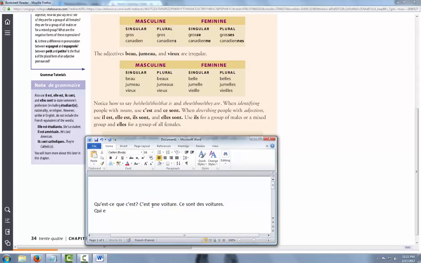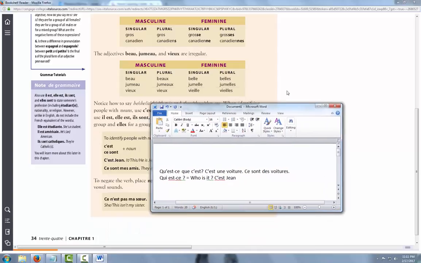If you're asking the question, qui est? That means, who is it? You can say, c'est Jean, for example. It's Jean. So, c'est can be followed by an article and then a noun in the singular form, or ce sont in the plural, followed by an article and a plural noun, or c'est with the first name. So, who is it? It's Jean. Or what is it? It's a car, or it's some cars. Those are some cars, okay?